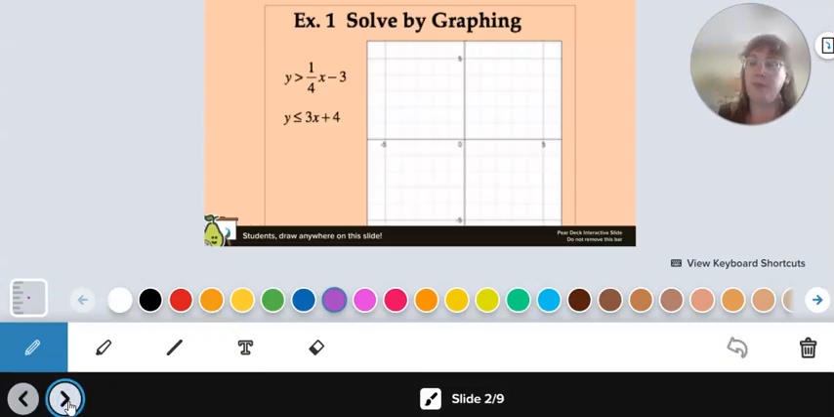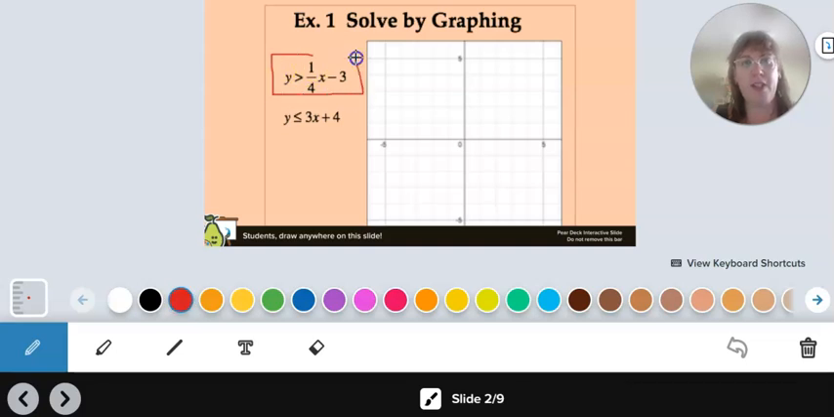So I know we got a little preview in the Desmos. When we're looking at a system of linear inequalities, to figure out the solution, we have to graph both of these on the same graph, and then we're looking for where the two shaded regions overlap, okay?